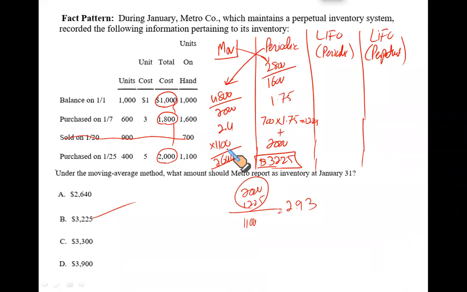Right now, let us do this. LIFO periodic. I told you, you people will be tested on the periodic method on your exam. But I believe that you should know how the perpetual method works. So let us first do LIFO periodic, which is pretty straightforward. LIFO periodic means all you have to see is how many units you had, total of 2,000 units. Out of these 2,000 units, you have sold 900 units, which means 1,100 units are to be valued using LIFO periodic. Last in, first out.